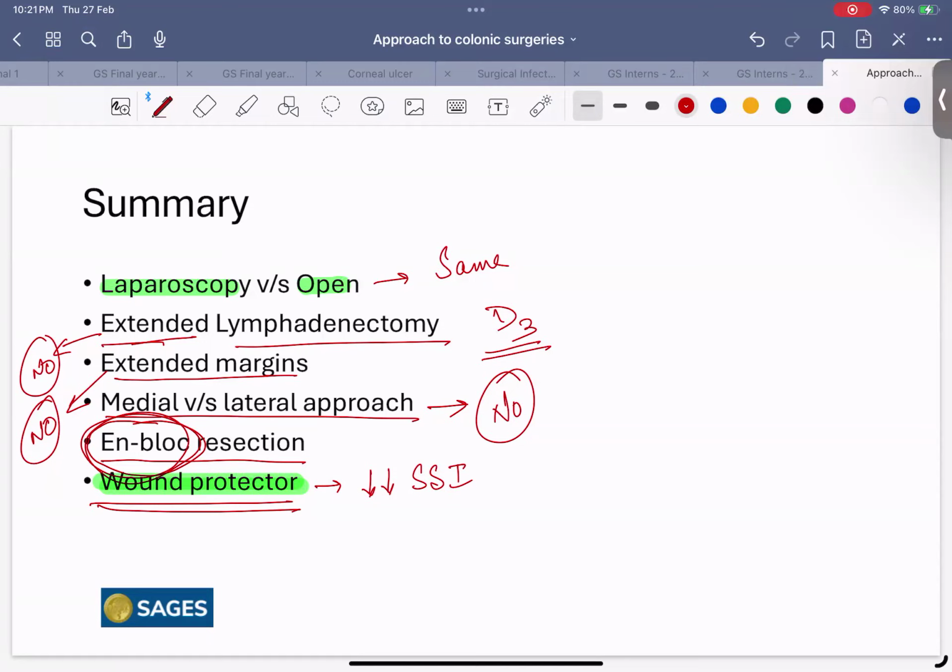Sir, in AR, when we are doing total mesocolon excision, what about the vascularity, sir? Mesocolon, no, mesorectal. Mesorectal excision. Vascularity of what? Of the remaining segment of rectum. It will be there because what is the middle and inferior rectal artery a branch of? It is a branch from the internal iliac artery, not the inferior mesenteric artery. The inferior mesenteric artery only goes as the superior rectal artery. The middle and the inferior rectal arteries are from the internal iliac artery. So that vascularity is maintained.